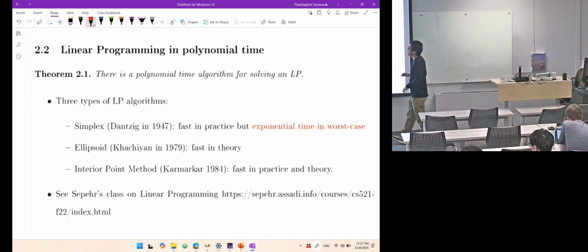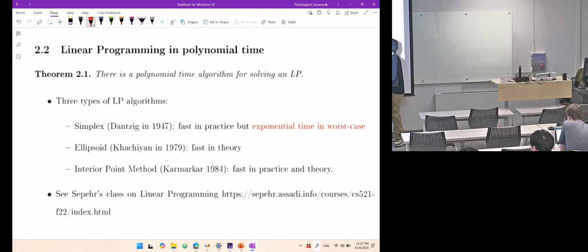Now, LP is super expressive, but it turns out that given anything that you can write down as an LP, you can actually solve it in polynomial time. So this is the theorem saying that there is a polynomial time algorithm for solving any LP.